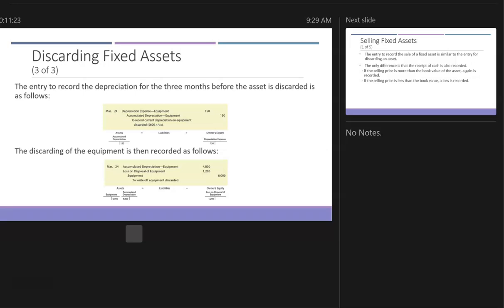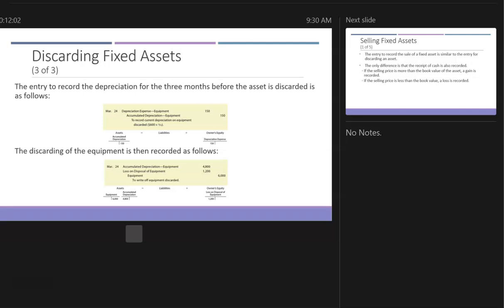Then, if we're just discarding it, we're not selling it, we need to remove it from the books. To remove it from the books, we need to zero out the equipment, which we had for $6,000. We need to zero out the accumulated depreciation, which is now sitting at $4,800. And the rest is either going to be a gain or a loss. In this case, it's a loss because we're not selling it. So we would show on our books loss on disposal of equipment for $1,200.